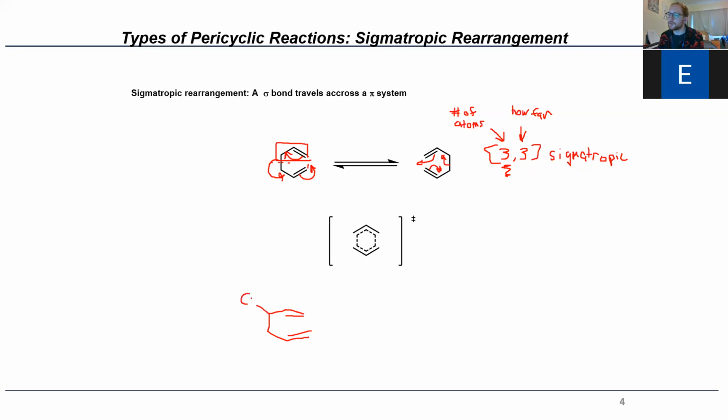So all this requires is the substituting of our non-conjugated diene with a hydroxy group. And now if we envision doing the 3,3 sigmatropic rearrangement, we can push arrows like this. We can get a reversible sigmatropic rearrangement.